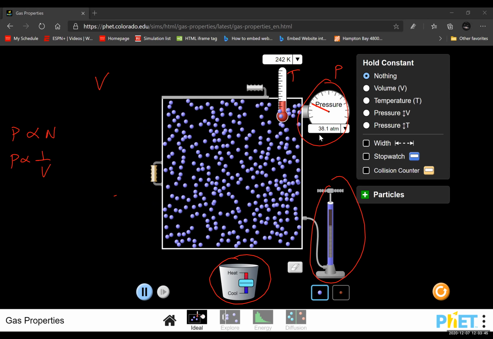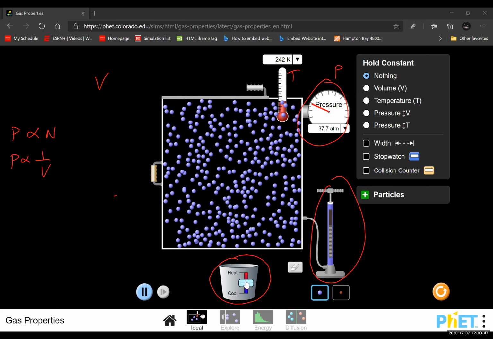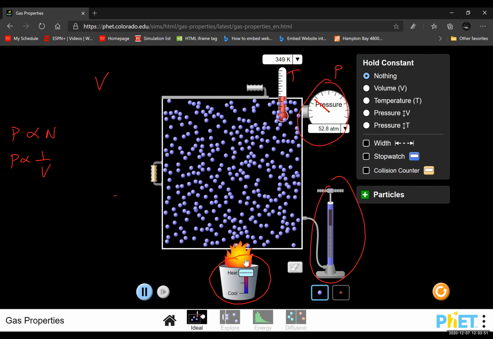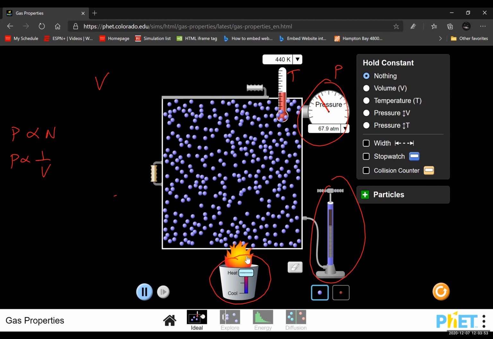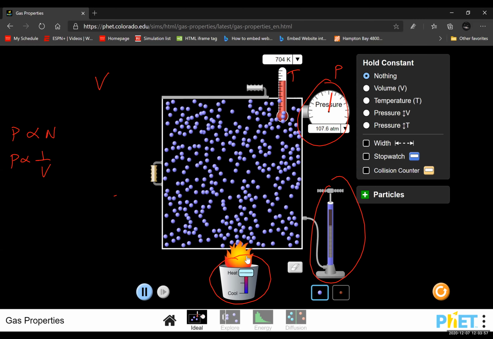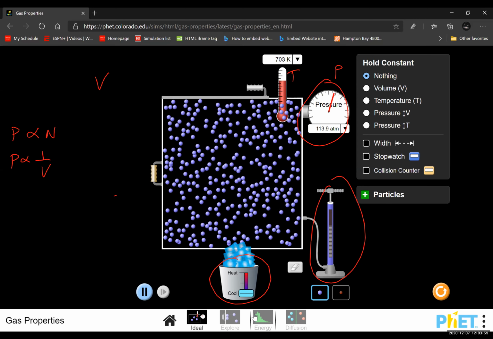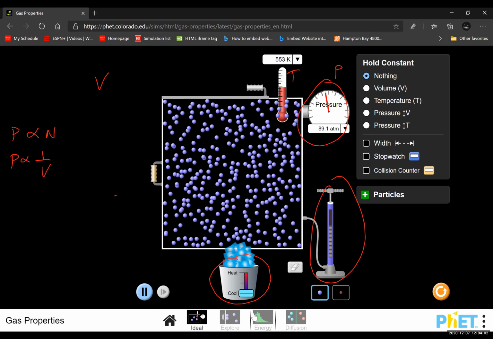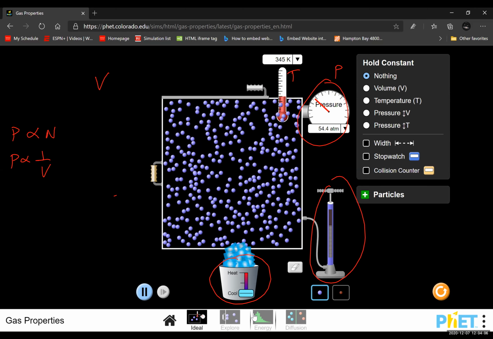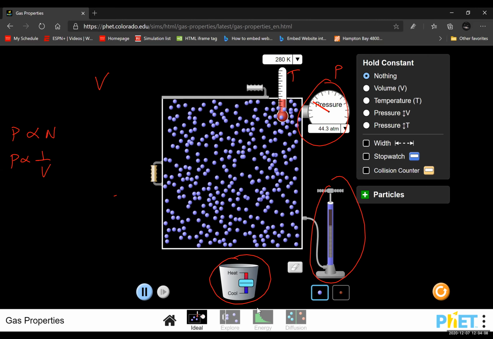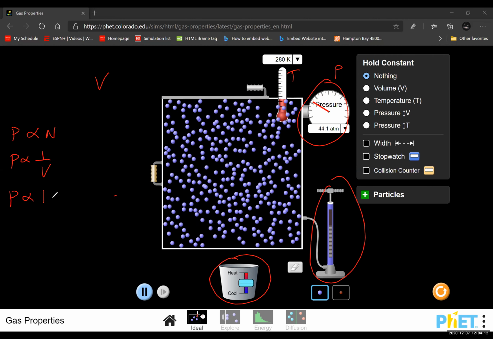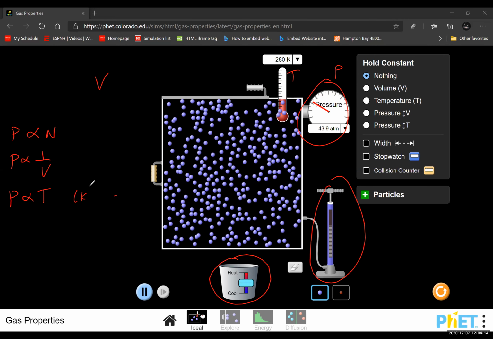For example, right now I have roughly 38 atm, and I'm going to add heat, which basically increases the temperature. You can see the thermometer now shows a higher temperature, and I can see the pressure increases. Higher the temperature, higher the pressure. Or I can lower the temperature by putting on some kind of cold bath, and then the pressure decreases. That means it's directly proportional to the temperature. So pressure is directly proportional to the temperature. Remember, it's in Kelvin.